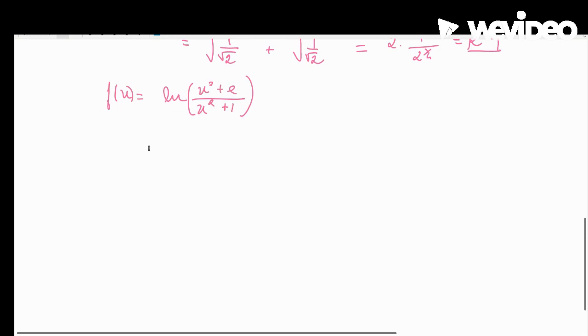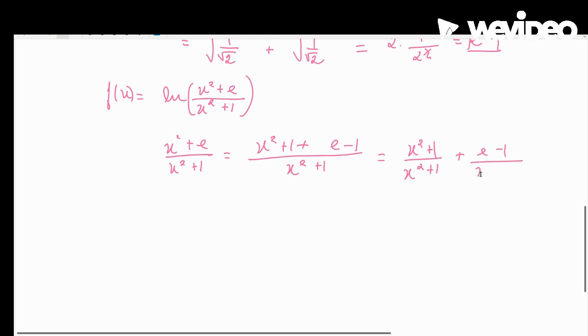Now let us see what is the range of x square plus e by x square plus 1. See what we can write. x square plus e by x square plus 1 can be written as x square plus 1 plus e minus 1 by x square plus 1, and that is x square plus 1 by x square plus 1 plus e minus 1 by x square plus 1. So that will be 1 plus e minus 1 by x square plus 1.